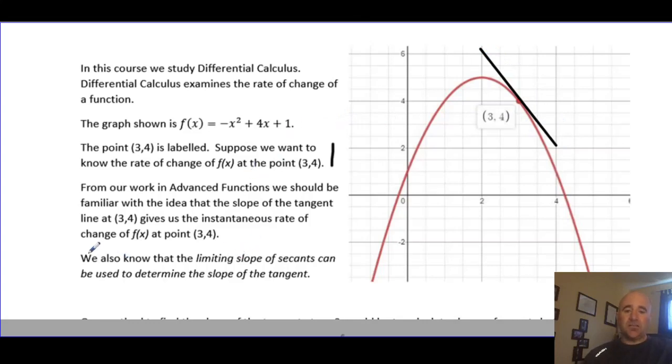And last semester or last year, we talked about the fact that in order to estimate the slope of the tangent, we need to look at slopes of secants that are very small. That's really the only way we're able to do that. So let me pull up Desmos and show you what I mean.